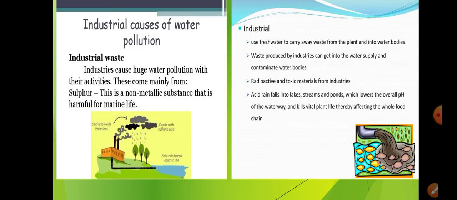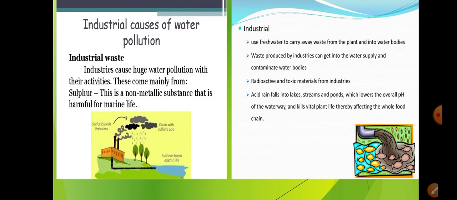Industries use fresh water to carry away waste from the plant and into water bodies. The waste produced by industries can get into the water supply and contaminate the water bodies also. Radioactive and toxic materials from the industries, and the acid rain which falls into lakes, streams and ponds, lower the overall pH of the waterway and kill vital plant life, affecting the whole food chain. So you can see a number of things can happen.